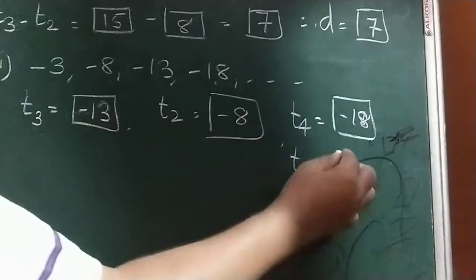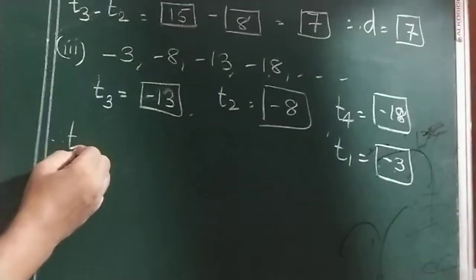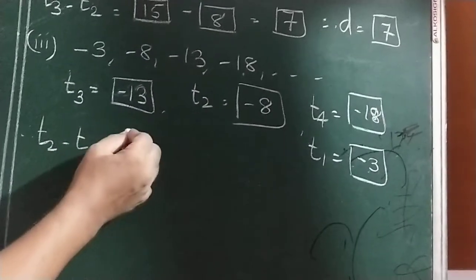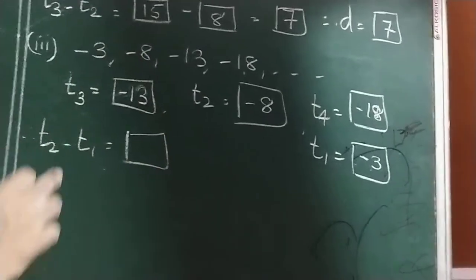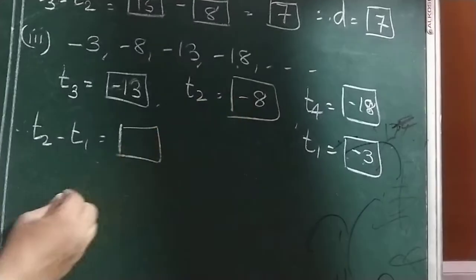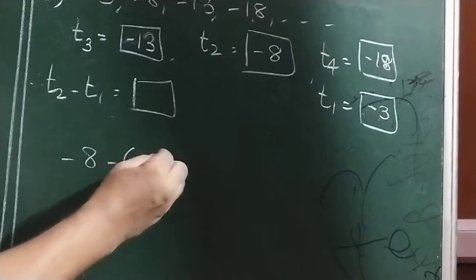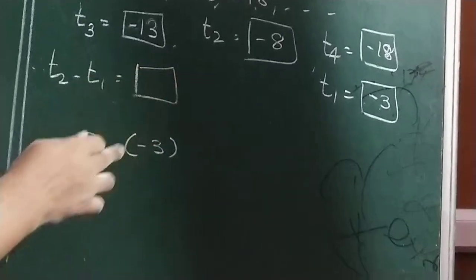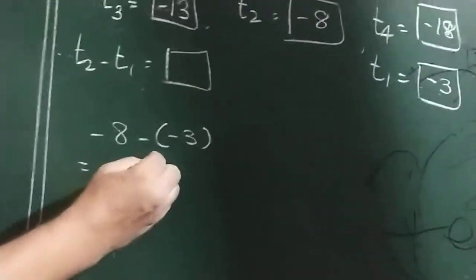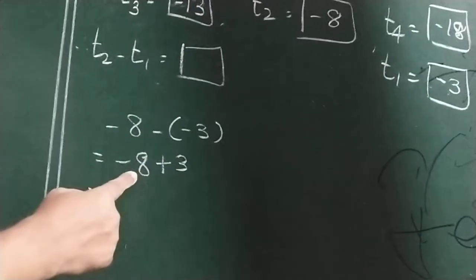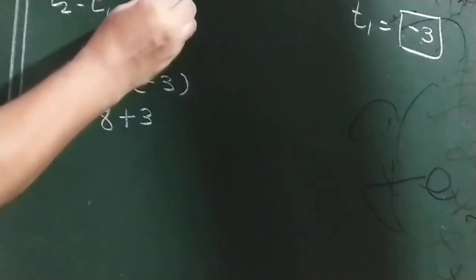And now they ask what is T1? First term, minus 3. Then they ask T2 minus T1 and only one box is given. So that means we have to do the subtraction on rough paper. T2 is minus 8, and T1 is minus 3. So minus, again minus. T2 minus T1, minus T1 is plus 3. So minus minus plus. Then minus 8 plus 3, subtraction, take the bigger number's sign. What is the bigger number? 8. So my answer is what?